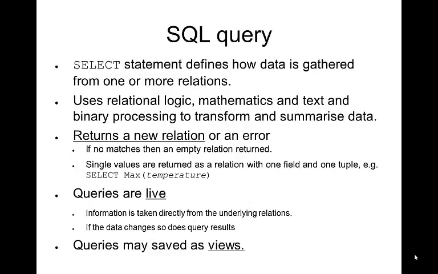The thing about queries is that they are live. The information is taken directly from the underlying relations. So if the data in the database changes, so does the query result. If you've got a constantly changing database, let's say something like Amazon, you run a "how many sales have we had today" query, every time you run it you're going to get a larger number, presuming more sales happen. So that's something to bear in mind. You run a query today, you may not get the same results as the same query yesterday because the underlying data has changed. And queries may be saved as what we call views.